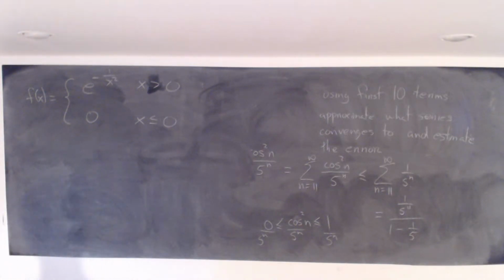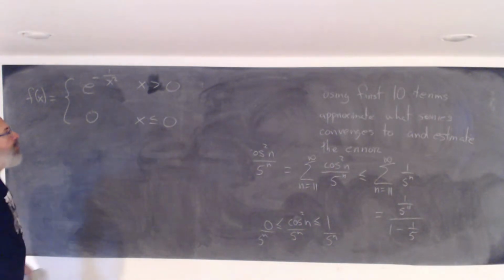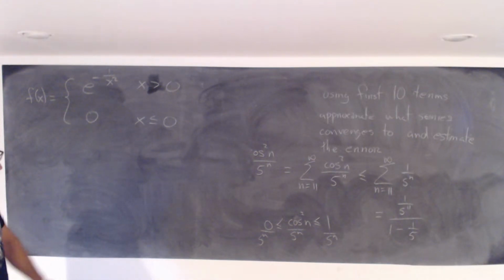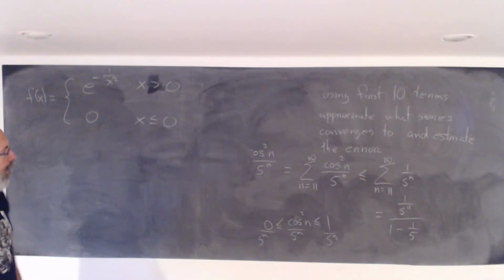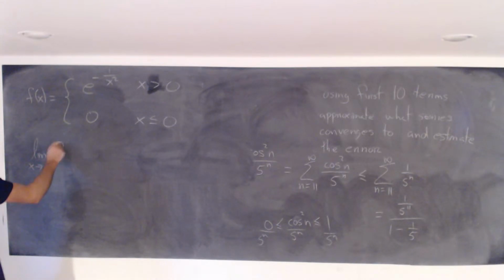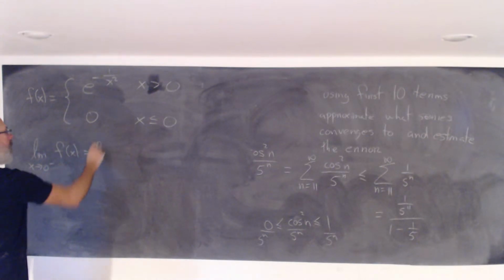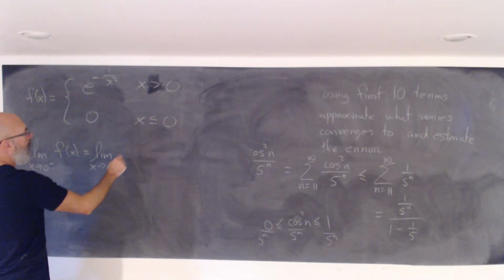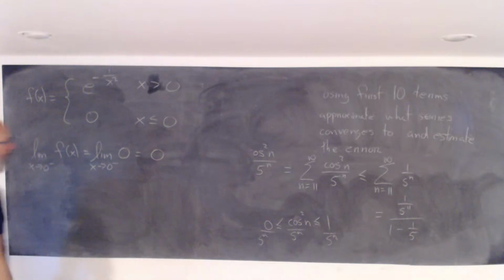Why don't we take a moment? First of all, the obvious question arises, is this even continuous? Let's not even talk about differentiability yet. Is this continuous? And let's calculate the limit as x goes to 0 from the left. Well, that's easily seen to be 0. What about the limit from the right?